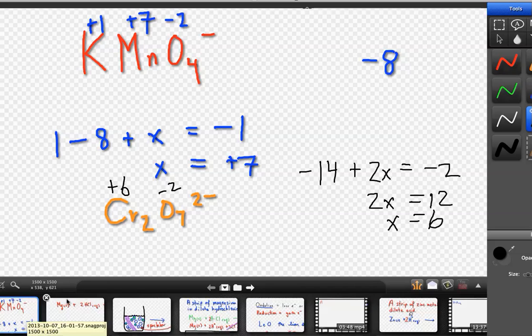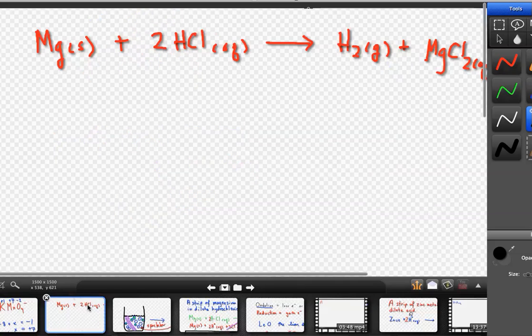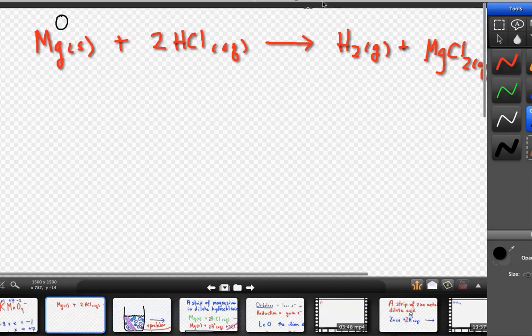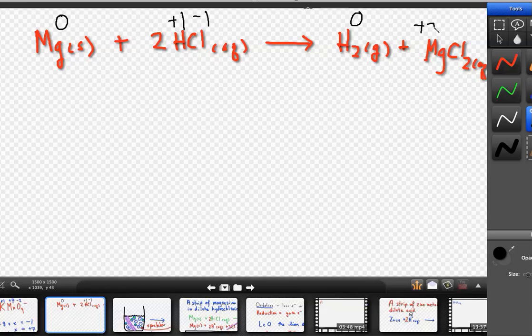Now let's take this and move back to our previous example. Magnesium is in its standard state, 0. Hydrogen, its standard state, 0. Cl minus would be -1. H would be +1. Magnesium +2 because it's an alkaline earth metal. Each chlorine -1.